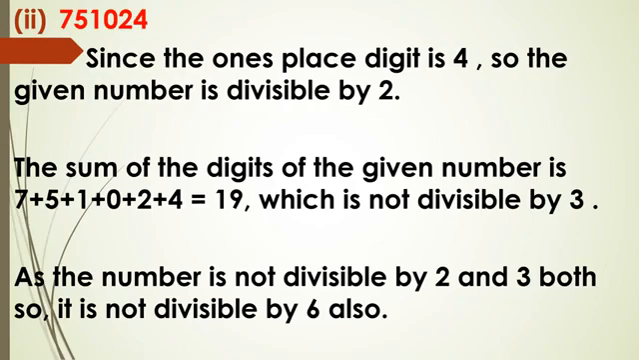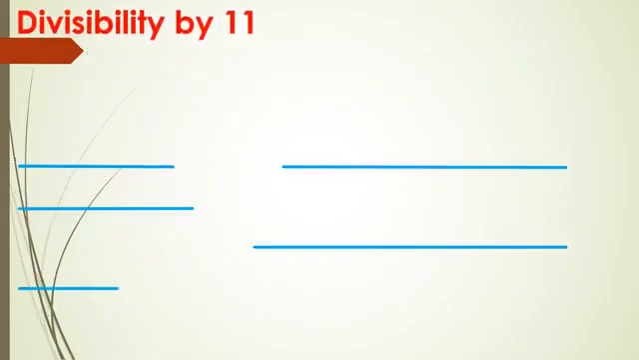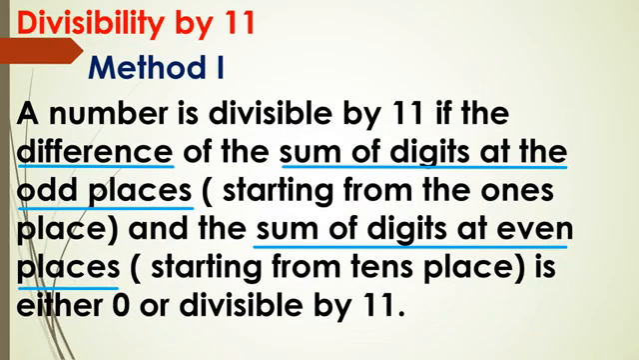Now you see that 7,51,024 is divisible by 2, but it is not divisible by 3. So it is not divisible by 6 also. Okay, because the condition is that the number must be divisible by 2 and 3 both. Now see divisibility by 11. I will tell you two methods. First of all, see the first method to check the divisibility by 11.